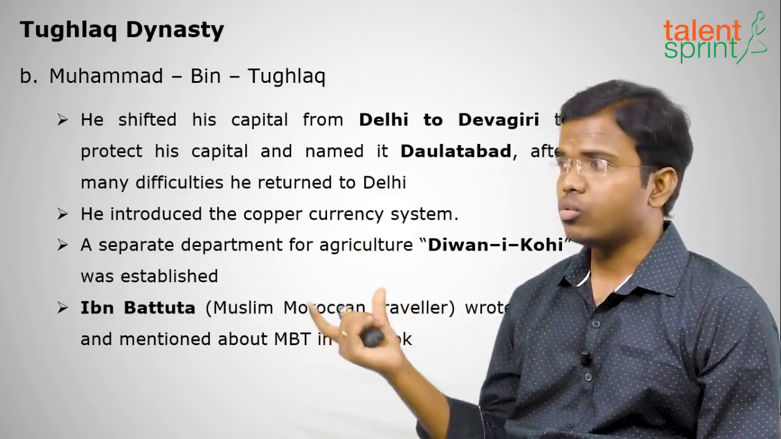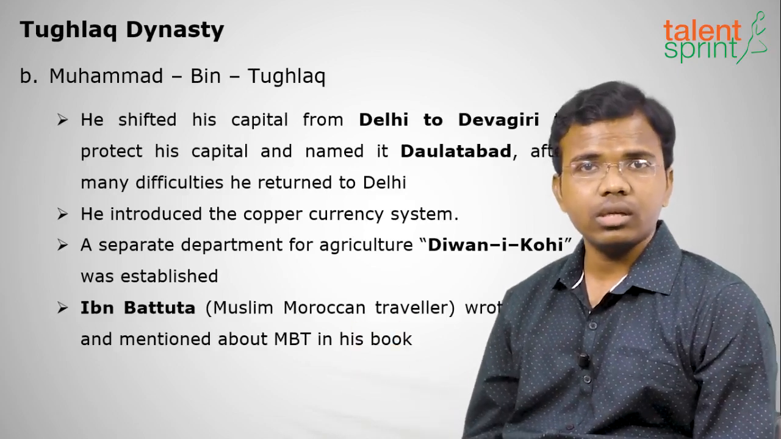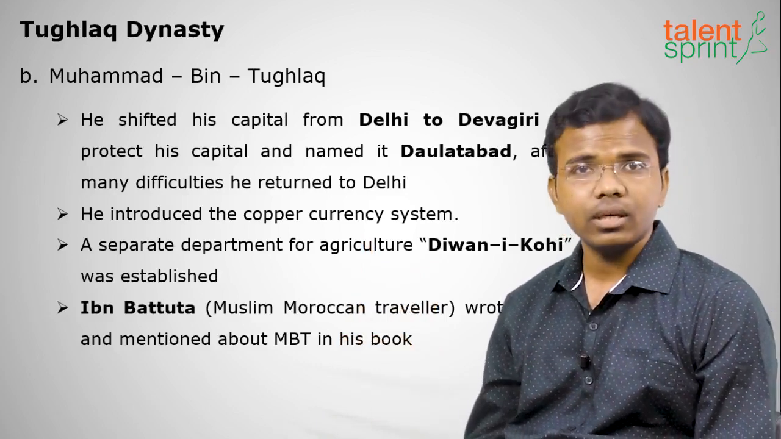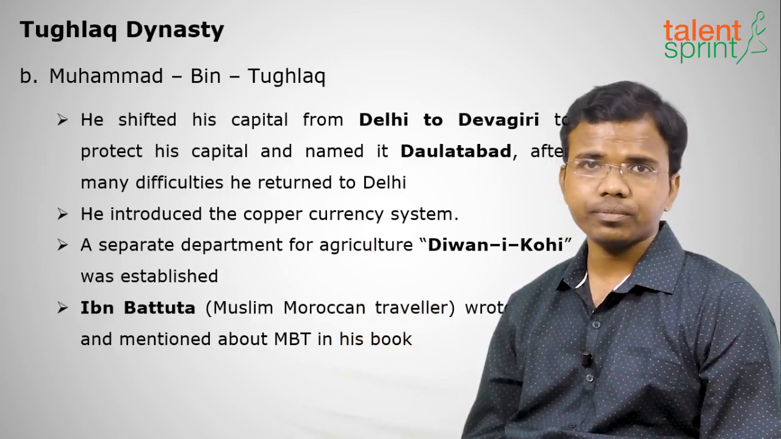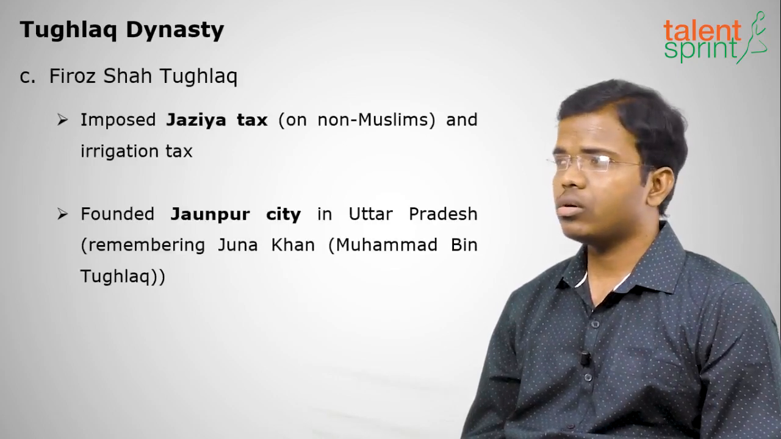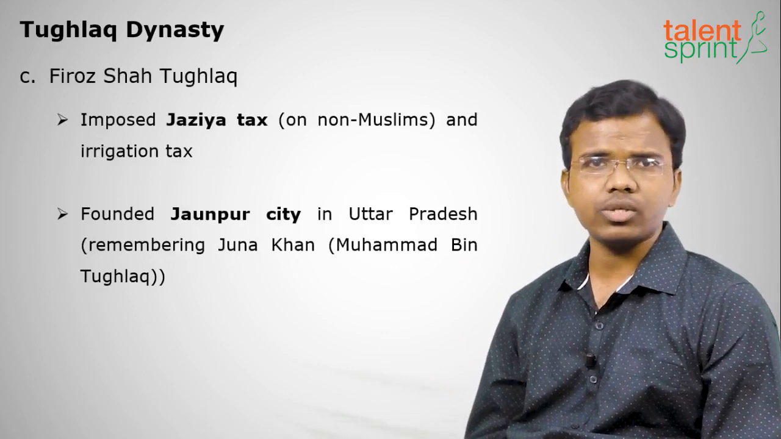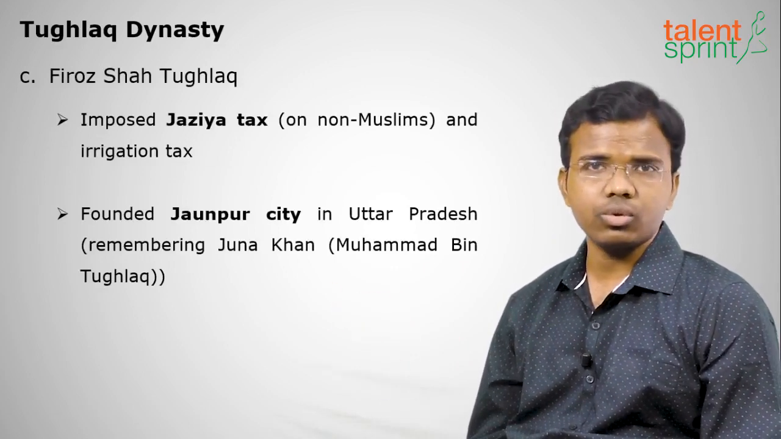And a Muslim Moroccan traveler visits his court. His name was Ibn Battuta, and he writes a book called Rehla. In that Rehla, he mentions about Muhammad bin Tughlaq's rule. Okay, and more about Muhammad bin Tughlaq. He dies in the middle while he was going to another place called Sindh. So his brother Firoz Shah Tughlaq comes to throne.